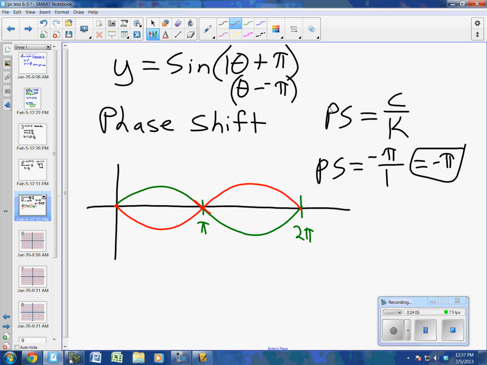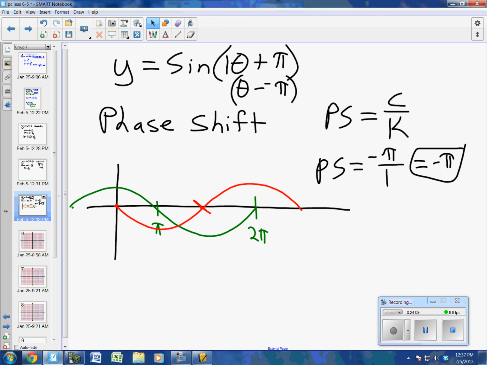So this is all just going to translate. I could probably even just drag this way, right? To show you. I have to grab it down here. And that's what happens. Got it? So that's what it did. It just shifted left like this, pi units. Okay? All right. That's how you find phase shift.